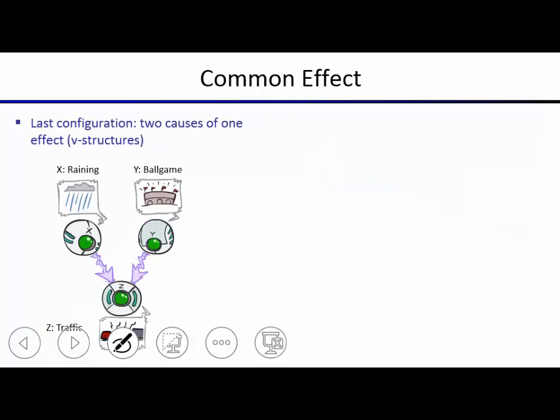Last one to consider, common effect. So the example here is, let's assume it could rain or not, there could be a ball game or not. In turn, as a consequence, there could be traffic or not, where both rain and ball game might increase the amount of traffic you get. First question, are the outer variables X and Y independent?